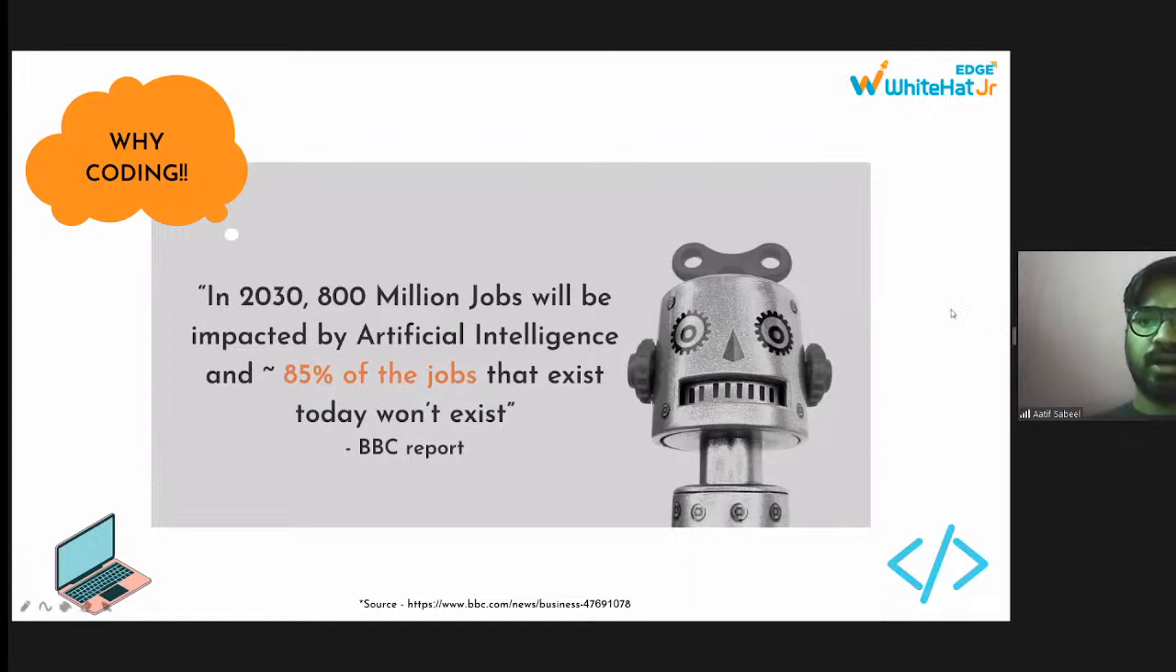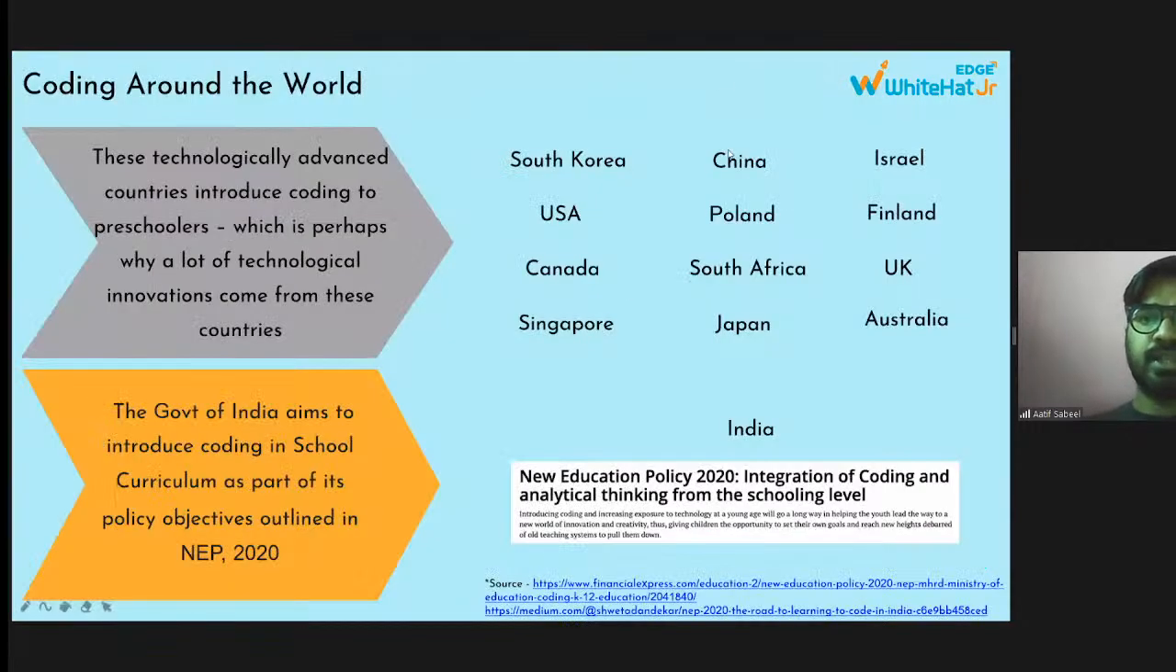So now moving ahead, as you can see, there are 12 countries mentioned over here, from South Korea to Australia. So why are their names mentioned? Their names are mentioned because they have introduced coding from a very junior level, that is from the primary and secondary level, right? So they have already introduced coding in the schooling level so that the kids can start making applications and games from a very junior level, right?